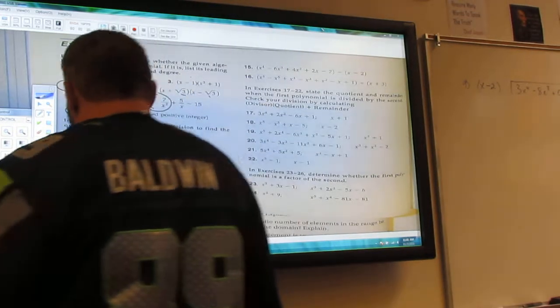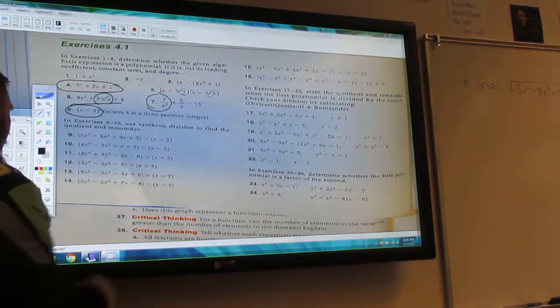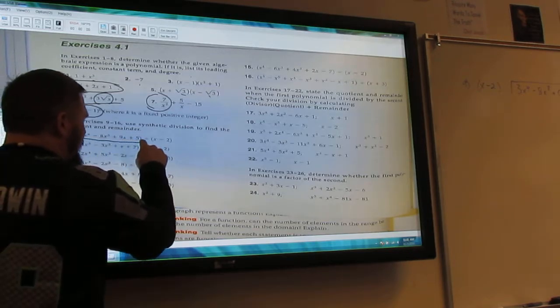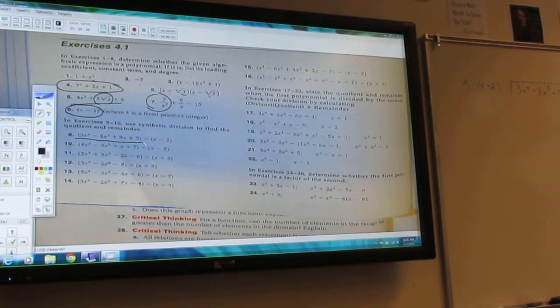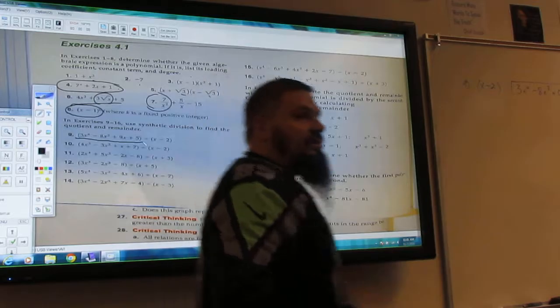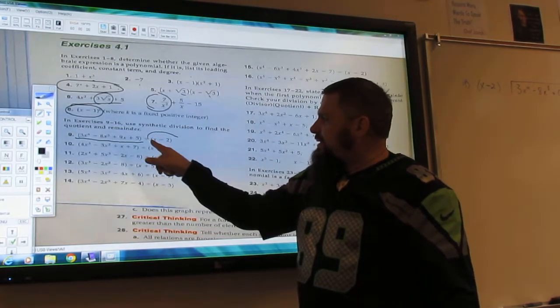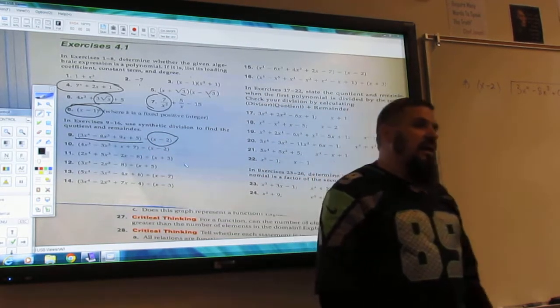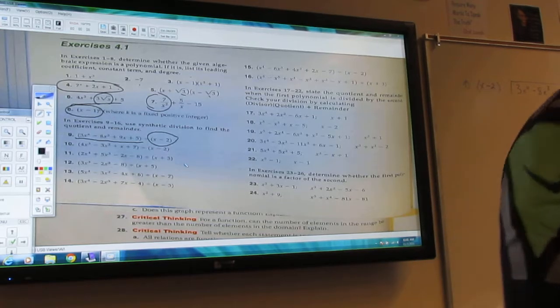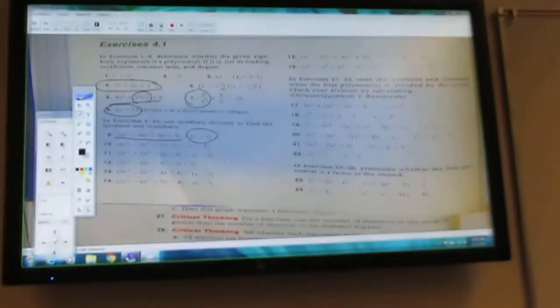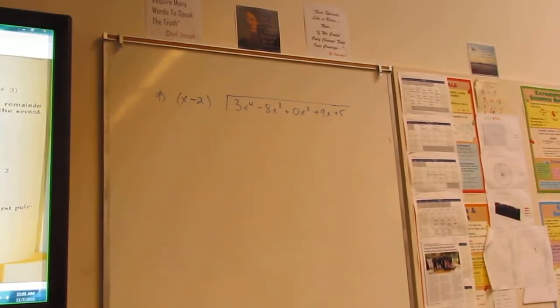Okay? So this first problem right here, see how everything's in 4, 3, 2, 1, none? Right? And they're dividing by this binomial. Okay? And so what I did, 4, 3, 2, oh wait, no, it's 4, 3, 1, none.